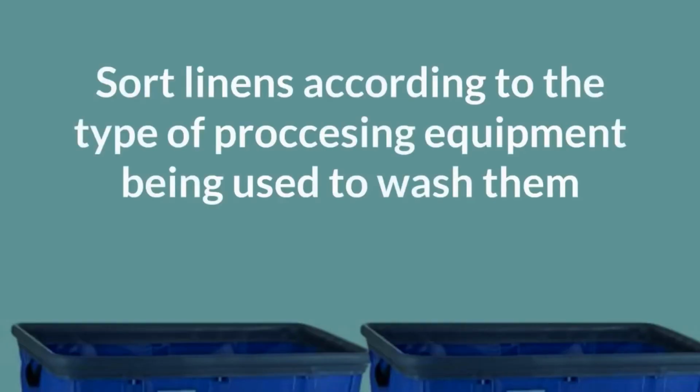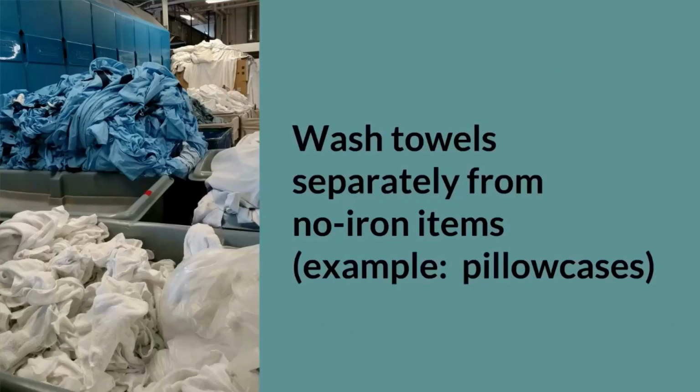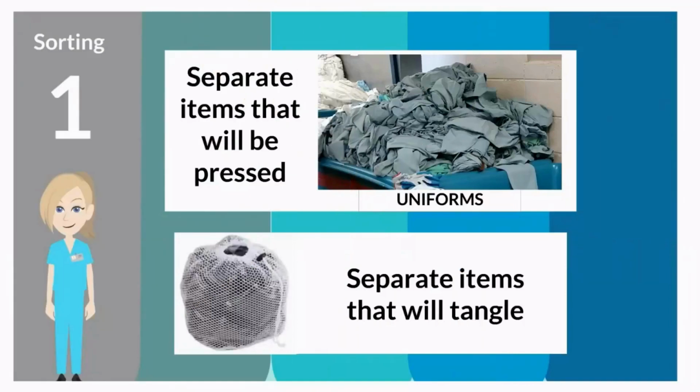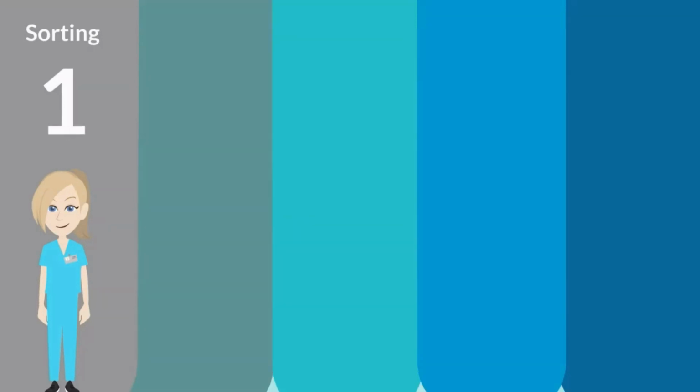Sort linens according to the type of processing equipment being used to wash them. For instance, wash towels separately from other no-iron items, which require much shorter extract and drying cycles. Pre-sort linen which will go directly into dryers from that which will go to flatwork ironers. Separate uniforms that will go to presses or steam tunnels. Process items that tangle easily by placing them into nylon nets to prevent tangling.